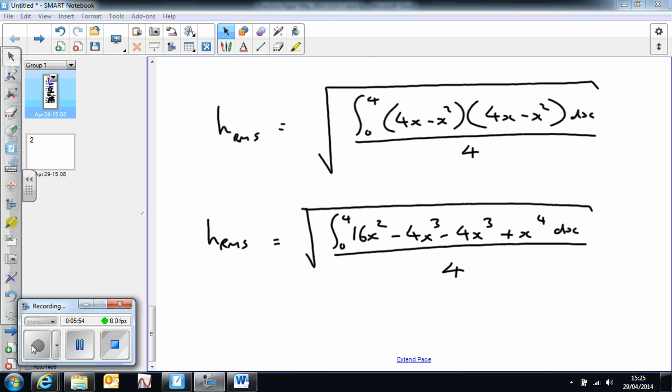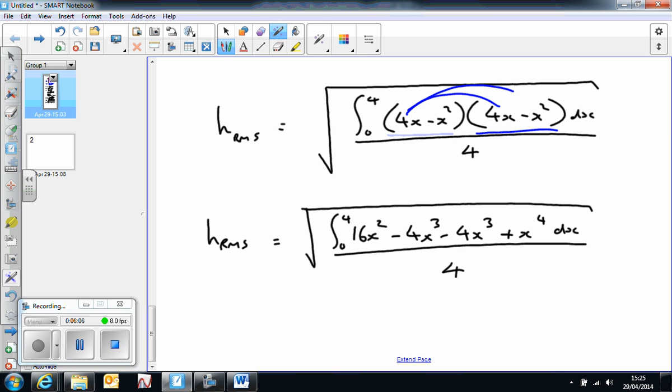So, RMS value, I expand out those two brackets. I've got 4x minus x squared times 4x minus x squared, expanding out 4x times 4x, 4x times minus x squared, and so on. So 4x times 4x gives 16x squared. 4x times minus x squared is minus 4x cubed. Minus x squared times 4x is another minus 4x cubed. Minus x squared times minus x squared is plus x to the 4, so I should get that. I can tidy that up. These two can be combined to get minus 8x cubed, and then I integrate. So carry on from there.